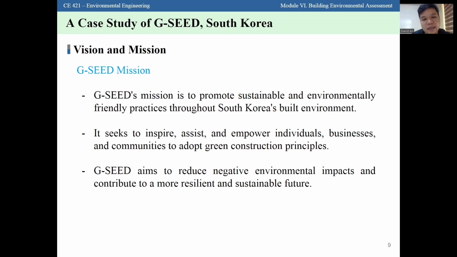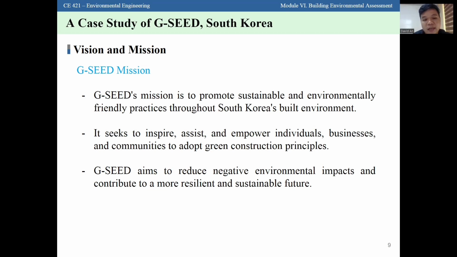Okay, and here is the mission. The mission here is to promote sustainable and environmentally friendly practices throughout the South Korean building environment, and it inspires, assists, and empowers individuals, businesses, and the community to adopt green construction principles. For example, when we want to build, the green building criteria or principles must be taken into account first so that we can obtain an eco-friendly building.